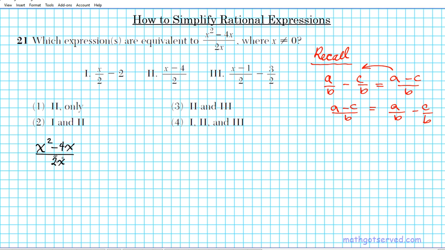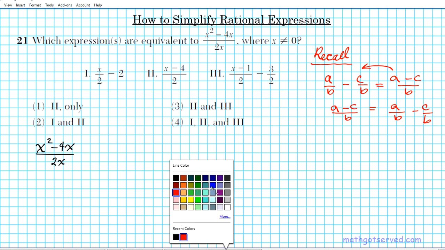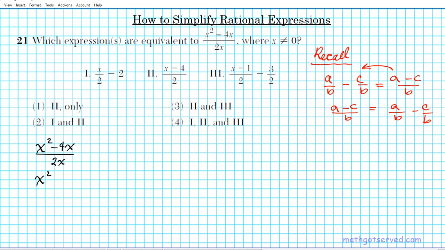We're going to do exactly the same thing here. We're going to take the first term, which is x squared, divided by the denominator, minus the second term, which is 4x, divided by the denominator. So we're reversing the difference of two fractions. Okay, so we've decomposed it. That's the name of the procedure we just executed. Now we're going to simplify.